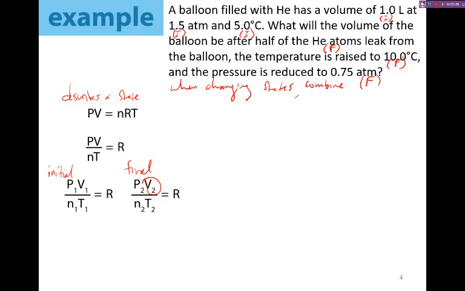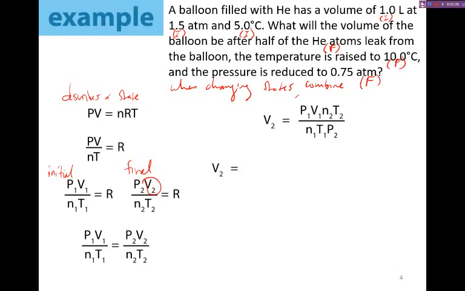So because these are both equal to R, we can set them equal to each other. Then, because we're solving for the final volume, we can rearrange these two equations to solve for volume and the final conditions, and then plug in our values. Now, when we do this, we know we have a starting pressure of 1.5 atmospheres, starting volume of 1 liter. But what about the moles? We're not actually explicitly told the number of moles of each. And so what we do know, though, is that the final moles is 1/2 of the initial moles. And so we can set that relationship.